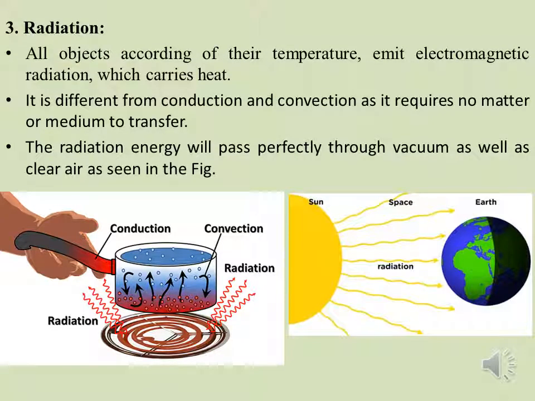3. Radiation. All objects, according to their temperature, emit electromagnetic radiation, which carries heat. It is different from conduction and convection as it requires no matter to transfer. Radiation energy will pass perfectly through vacuum as well as through clear air as seen in the figure.